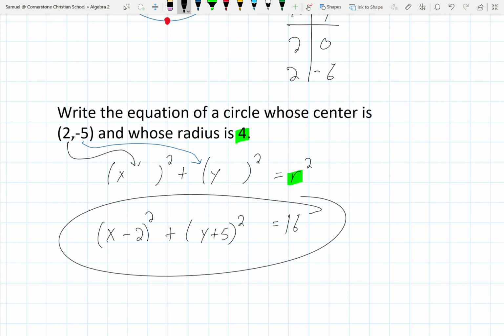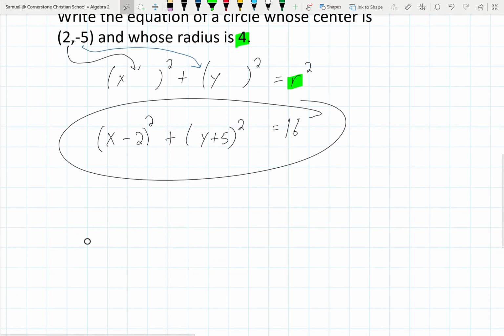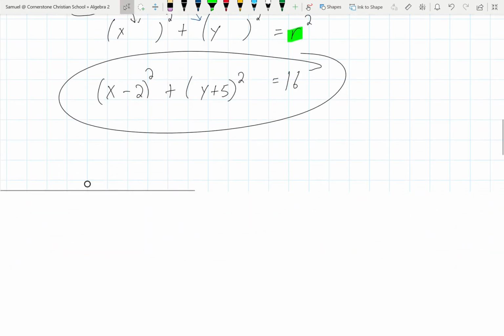And so again, we worked backwards this time. Other times we'll be looking at the equation and need to identify the center and the radius. And then if we want to graph them, we put everything together and you plot the center, and then you count out the radius from the center in each direction.